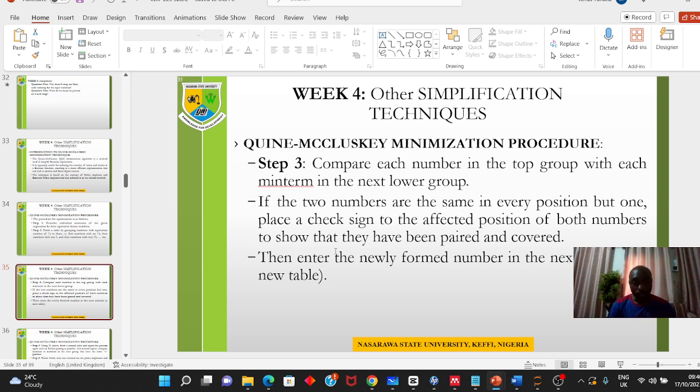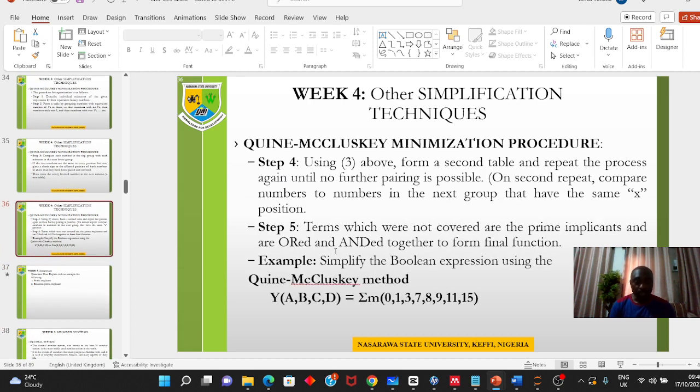We are going to be seeing some example. So if the two numbers are the same in every position but one, we place a check sign on the affected position of both numbers to show that they have been paired, or covered. Then we enter the newly formed number in the next column where we end up with a new table. In step four, using the previously obtained table, that is the one from step three, we form a second table and repeat the process again until no further pairing is possible.